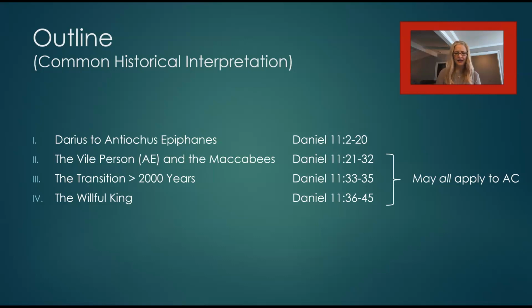Then verses 33 to 35, just a few verses there, represent a transition from the ancient historical times up to modern day times, up to the time we're living in now, to the end times, or the time just before the return of Christ. And then part 4, verses 36 to 45, detail the career of someone who's called the willful king, also the king of the north. So again, this is a traditional historical interpretation that you can find in many commentaries, and we're going to consider why this is an excellent way to divide up Daniel 11. However, at the end of the video, we're going to come back and reconsider the fact that verses 21 through 45 may all apply to the Antichrist.